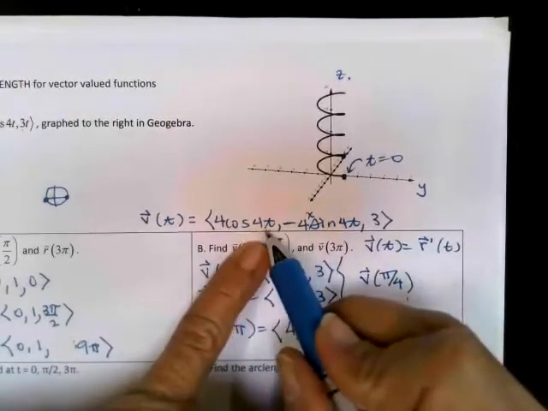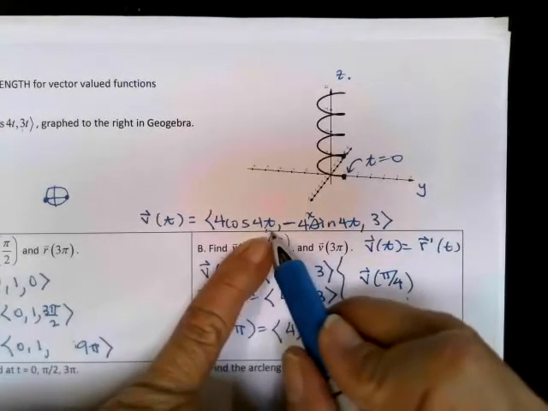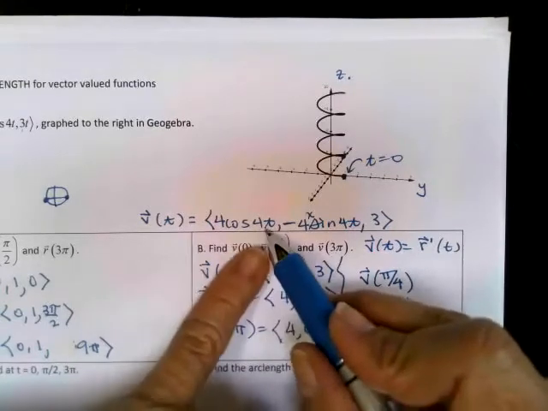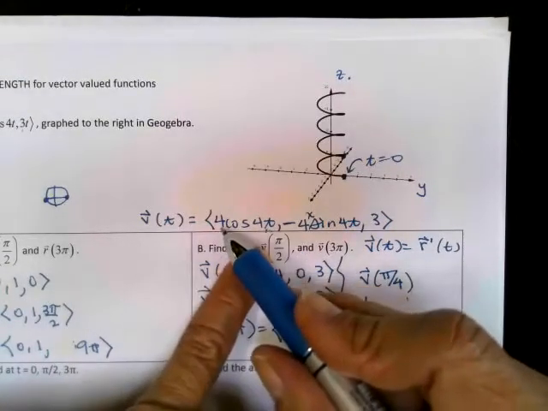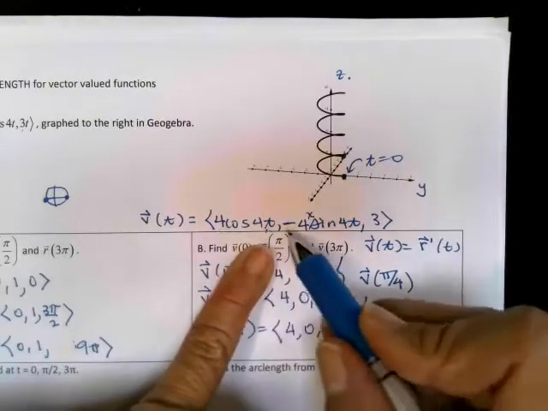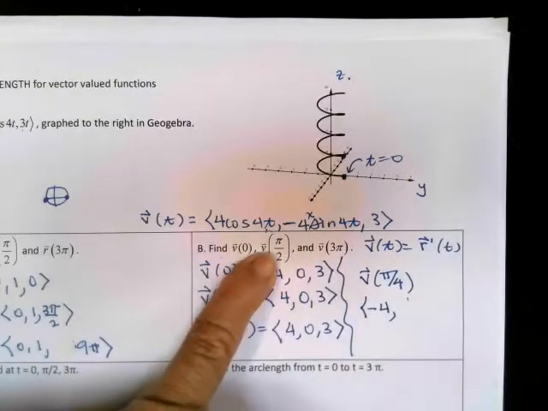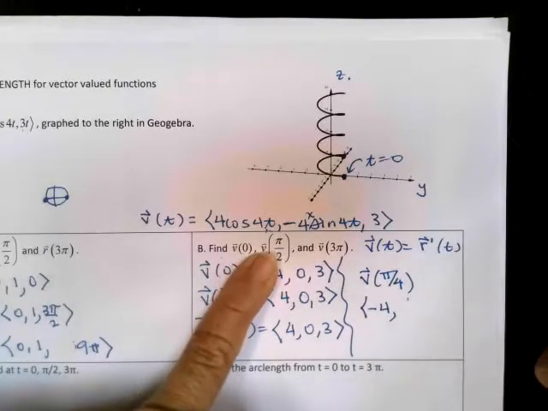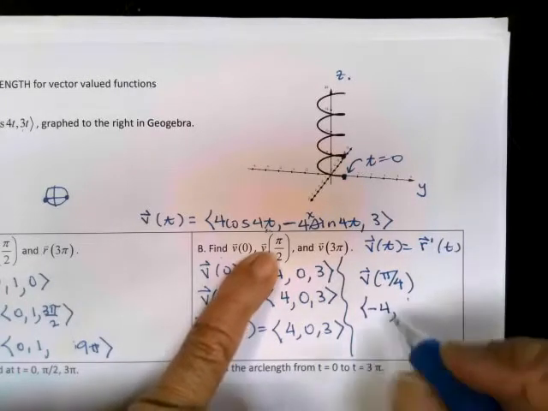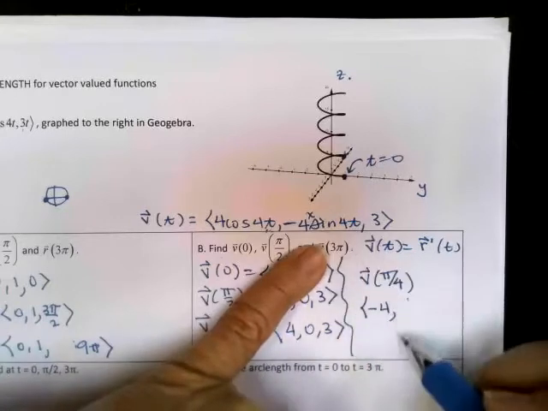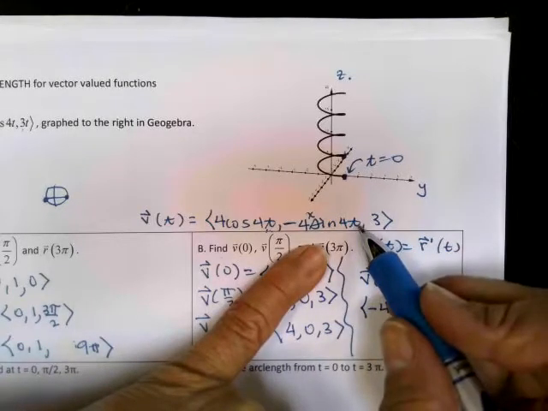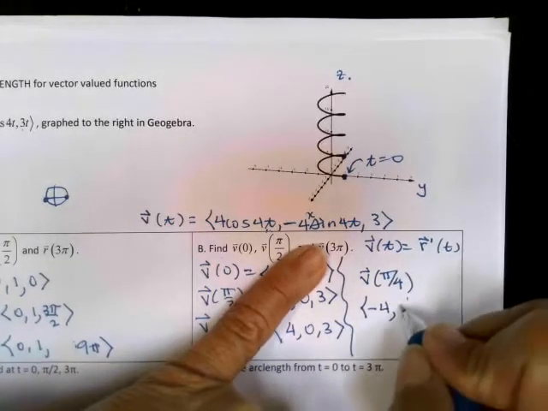So plugging in pi fourths here, I'll get 4 times pi fourths. That'll just be pi. Cosine of pi is negative 1, times 4, so it's negative 4. So now I have a negative x velocity there. Okay, we're going to have to keep that in mind. Sine of pi, that's still 0.